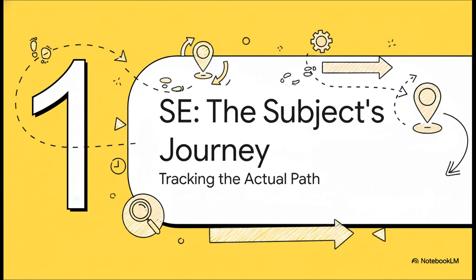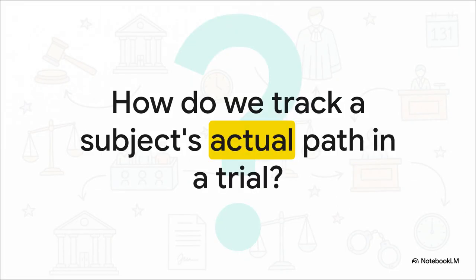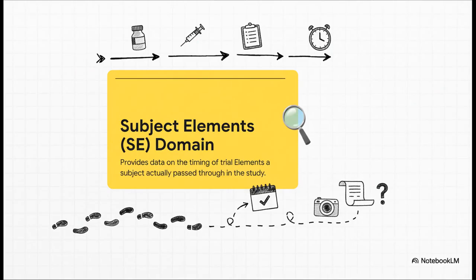So let's jump right in. At its heart, the SE domain is all about one thing, and one thing only: tracking that actual path. So think about it for a second. Every clinical trial has this super detailed plan, right? The protocol. But here's the thing. Subjects are people. Life happens. They might go through treatment periods at slightly different times, or maybe even deviate from the plan altogether. So the huge question is, how in the world do we capture what really happened? And that is exactly where the subject elements domain steps in.